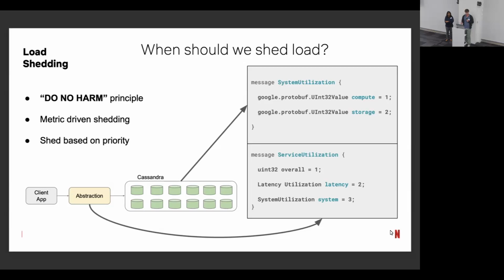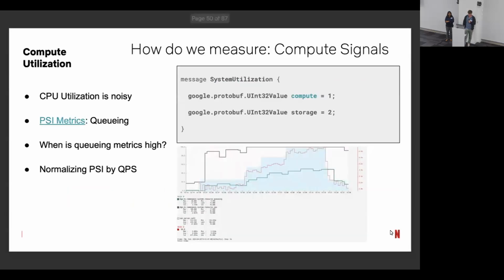But even though that's available, we still need to protect ourselves. We still need to shed load when things get bad. So I'll focus on that. I'll talk about system utilization and specifically what we're measuring. First, talking about compute. Measuring compute is difficult. A lot of the signals are noisy. You don't want to shed load too early. You don't want to shed load when you don't have to.